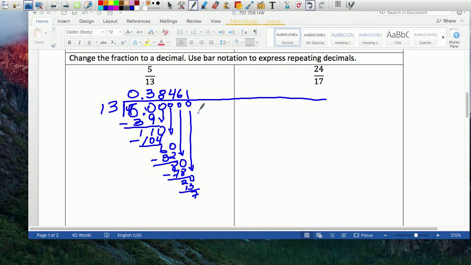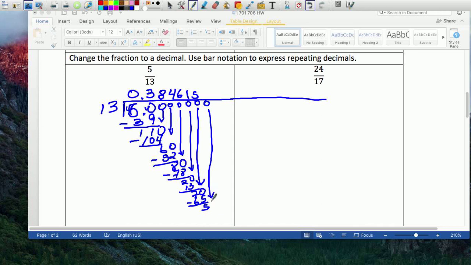7 left over. Bring another 0 down. Notice nothing is repeating yet. And 13 goes into 70 five times, which is 65. So 5 left over, right? So bring another 0 down.